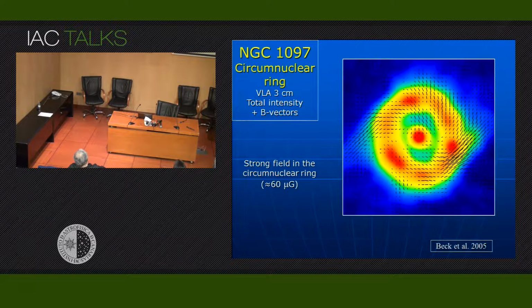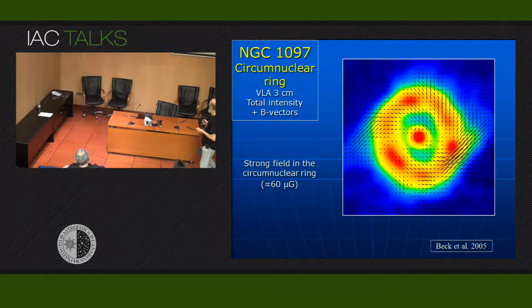And the answer is much more simple. Use magnetic fields. Magnetic fields do it for you easily. This equipartition field in that ring is very strong. It's of the order of 60 microgauss. And in addition to the turbulent field, which is connected to the star formation, you have also a spiral field. So you have two effects here.